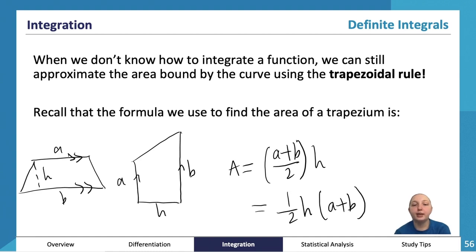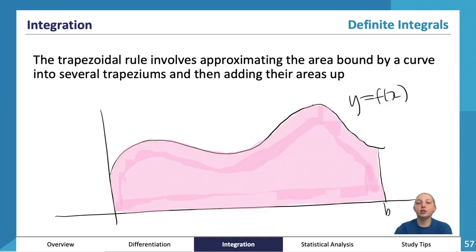So we first want to think about a trapezium, okay? We're looking at the trapezoidal rule, so of course it's going to have something to do with trapeziums. If we have a trapezium, maybe it looks like this, the area is equal to a half h times (a plus b). Or you may know it as (a plus b) on 2 times h. Either way, these are the same thing. So the trapezoidal rule involves approximating the area bound by a curve into several trapeziums and then adding their areas up.